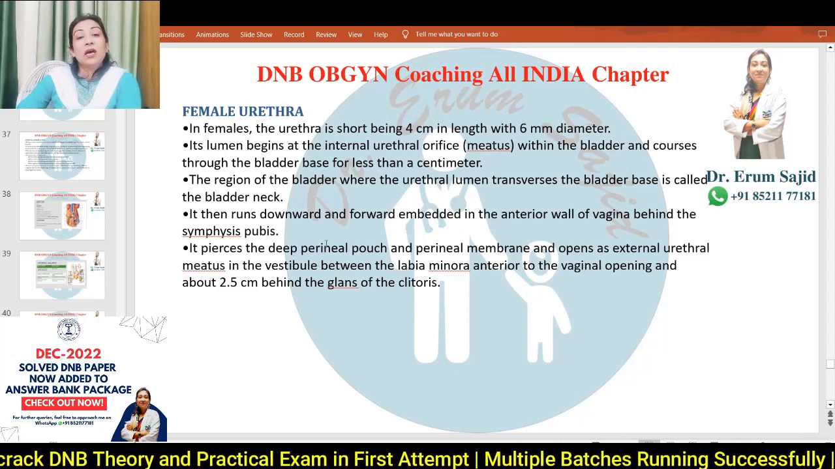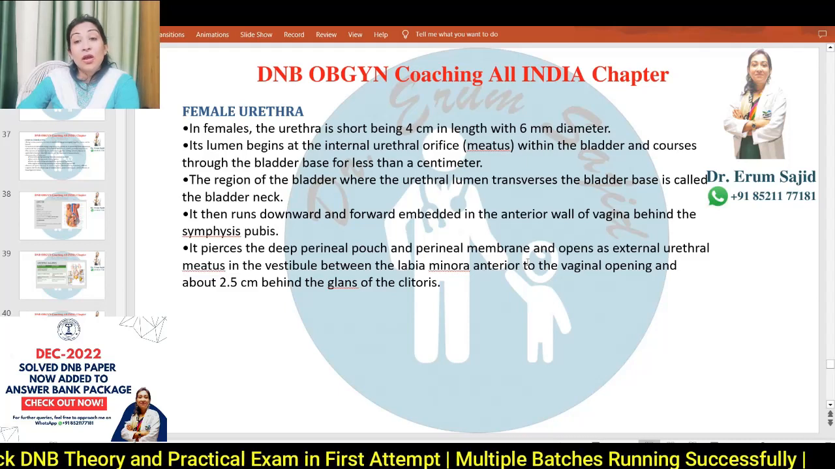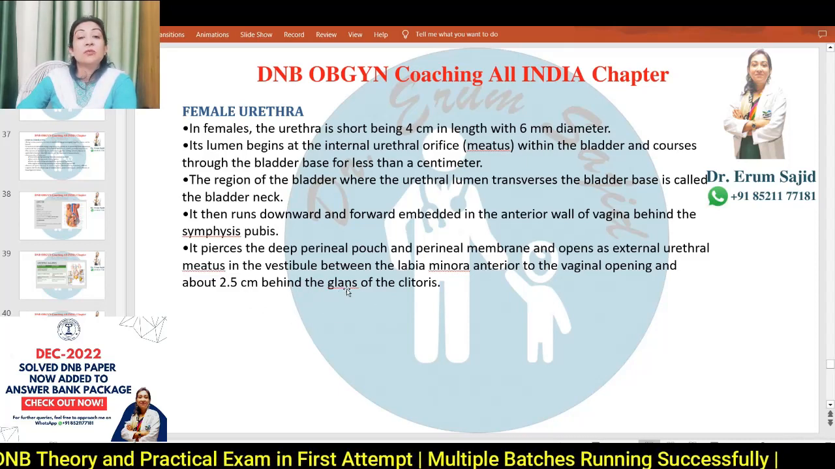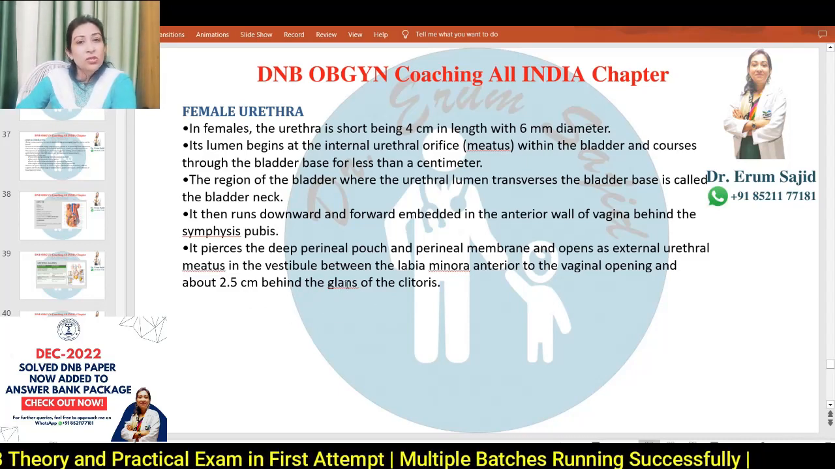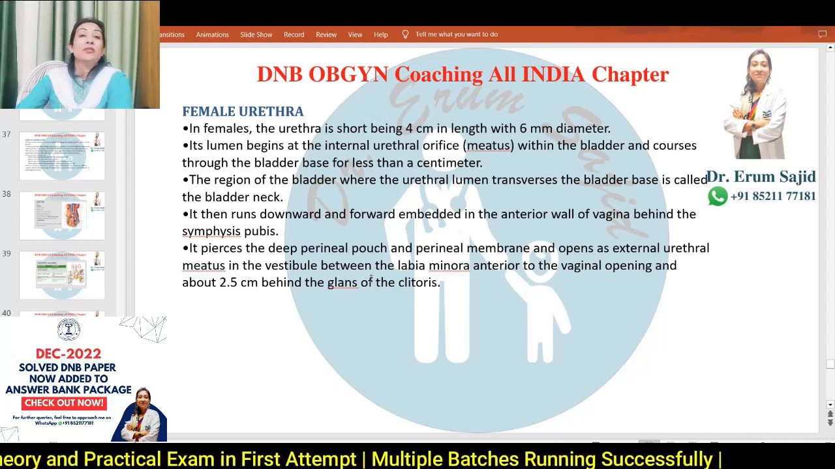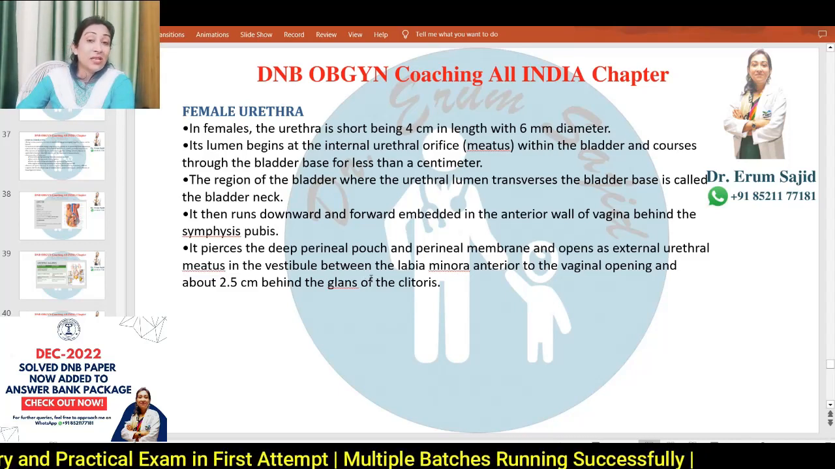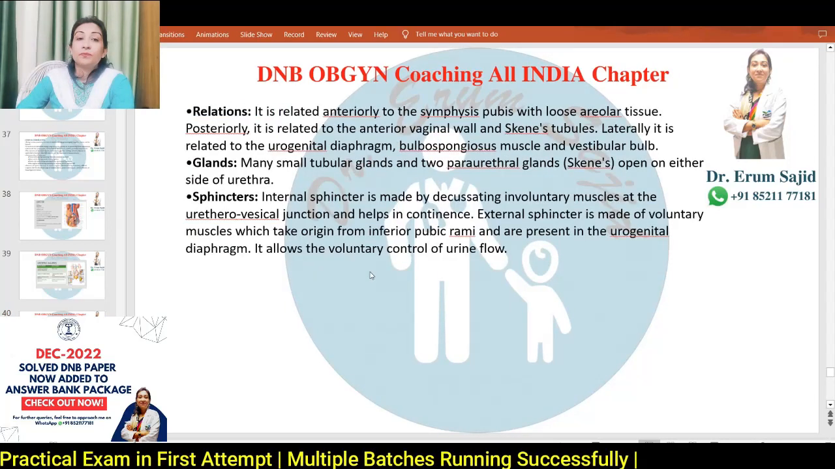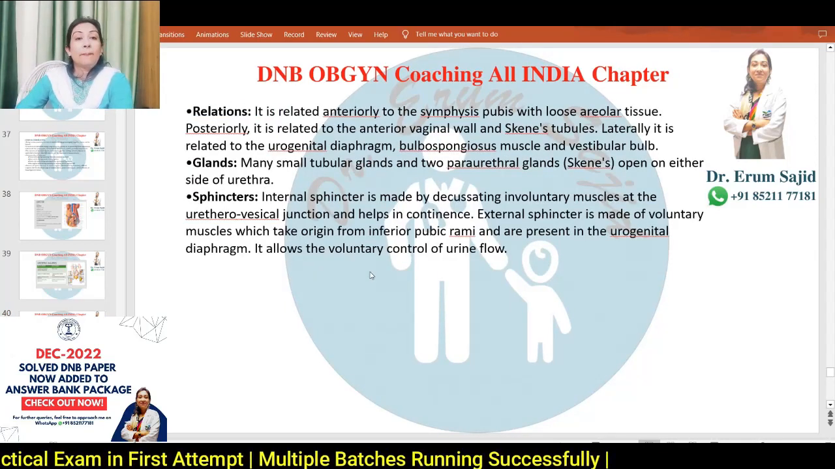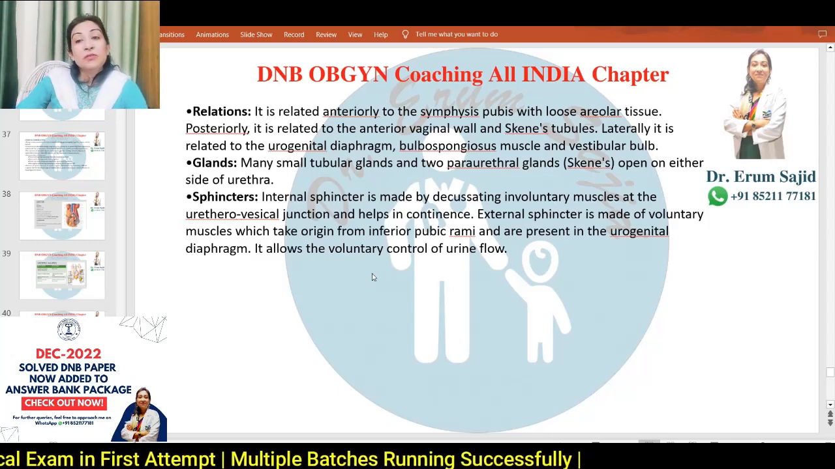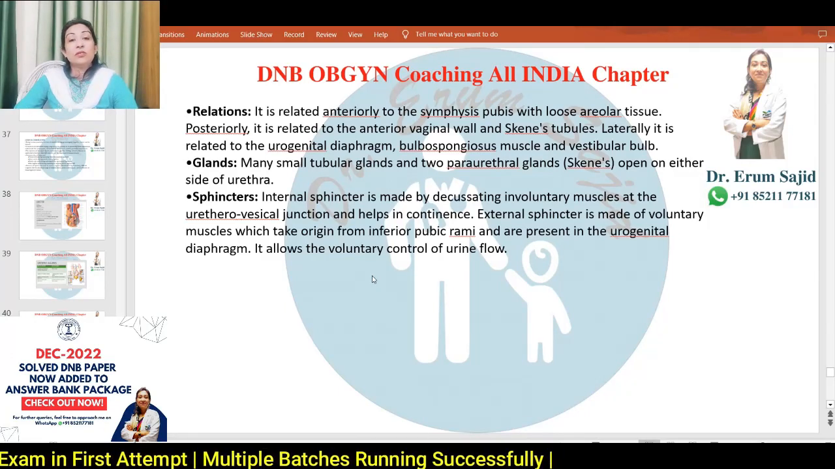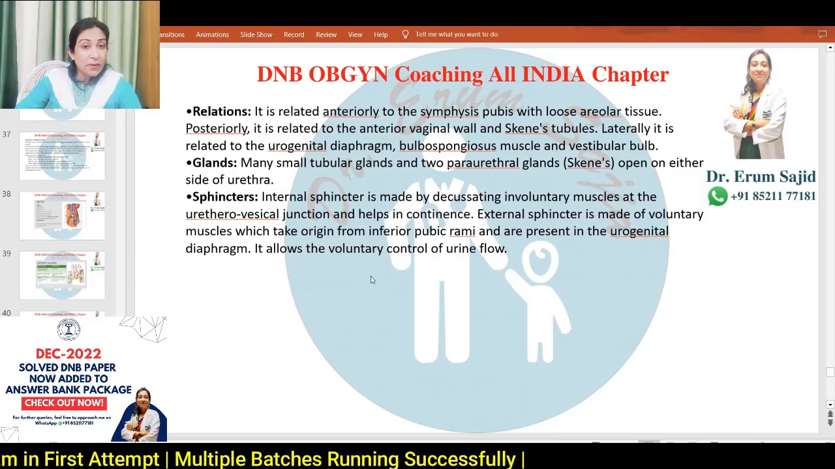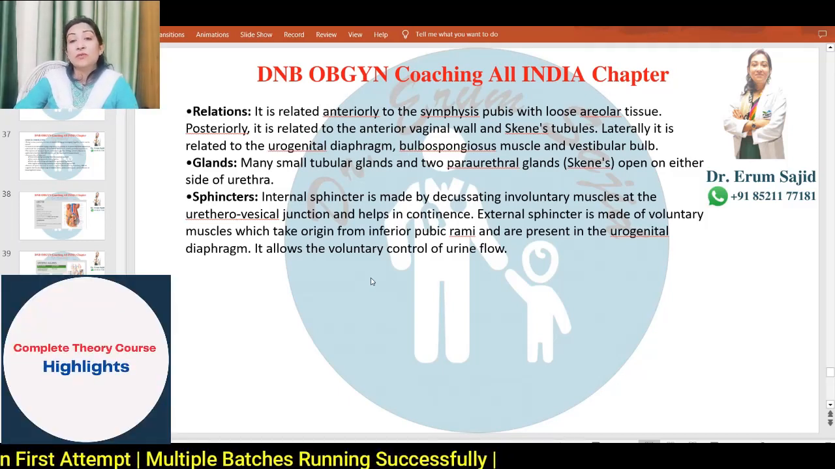And of course, it lies in the vestibule between the labia minora, anterior to the vaginal opening, about 2.5 centimeters behind the glans of the clitoris. So it's very close in contact with the glans clitoris. It's inside the vestibule between the two labia minora and anterior to the vaginal opening. It's anterior to the symphysis pubis with loose areolar tissue, so anteriorly you have the symphysis pubis. Posteriorly, it's related to the anterior vaginal wall.